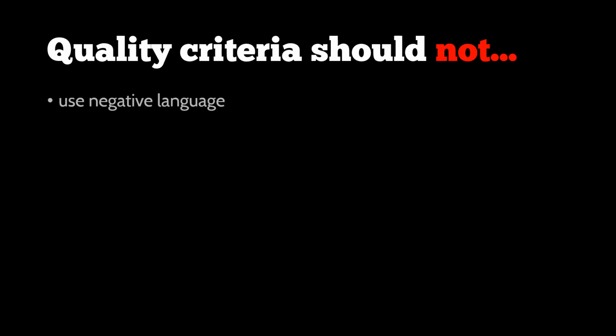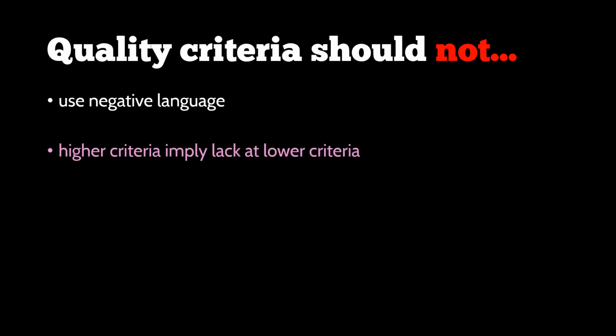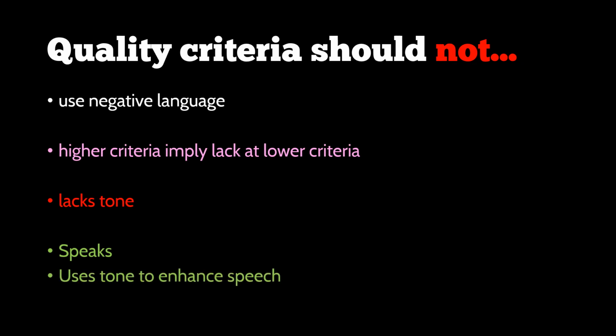Criteria should not use negative language. You basically just teach students that higher criteria imply a lack at a lower criteria. So for example, instead of saying lacks tone as the lowest one, you could just say speaks to the class, and the higher one could say uses tone to enhance speech. And then if a student gets assessed as speaks, it's implied, after you've explained to them how to interpret the rubric, that they can't do the higher one.